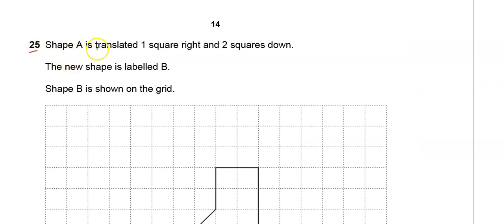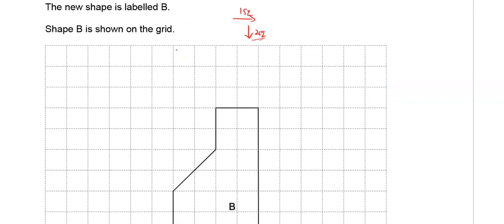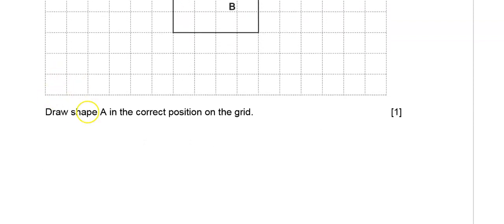Question 25. A shape is translated 1 square to the right and 2 squares down. The new shape is labeled B. Shape B is shown on the grid. So draw shape A in the correct position on the grid.